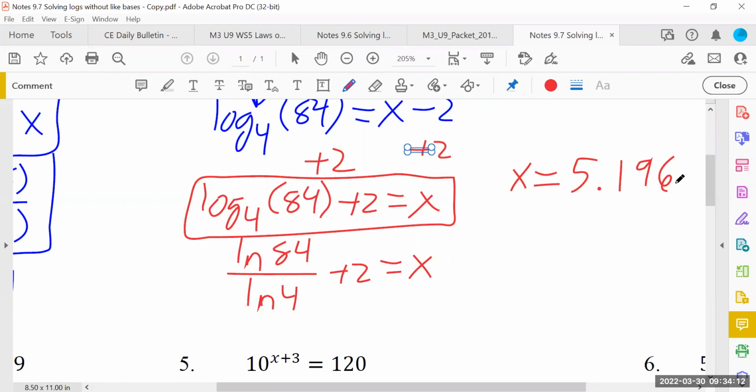Everybody's full attention. Let's make sure this makes sense. Log base 4 of 84. 4 to the first power is 4, second power is 16, third power is 64, which is real close. The log base 4 of 84 should be about 3, maybe a little bit more. 3 plus 2 would be 5. This answer makes sense.